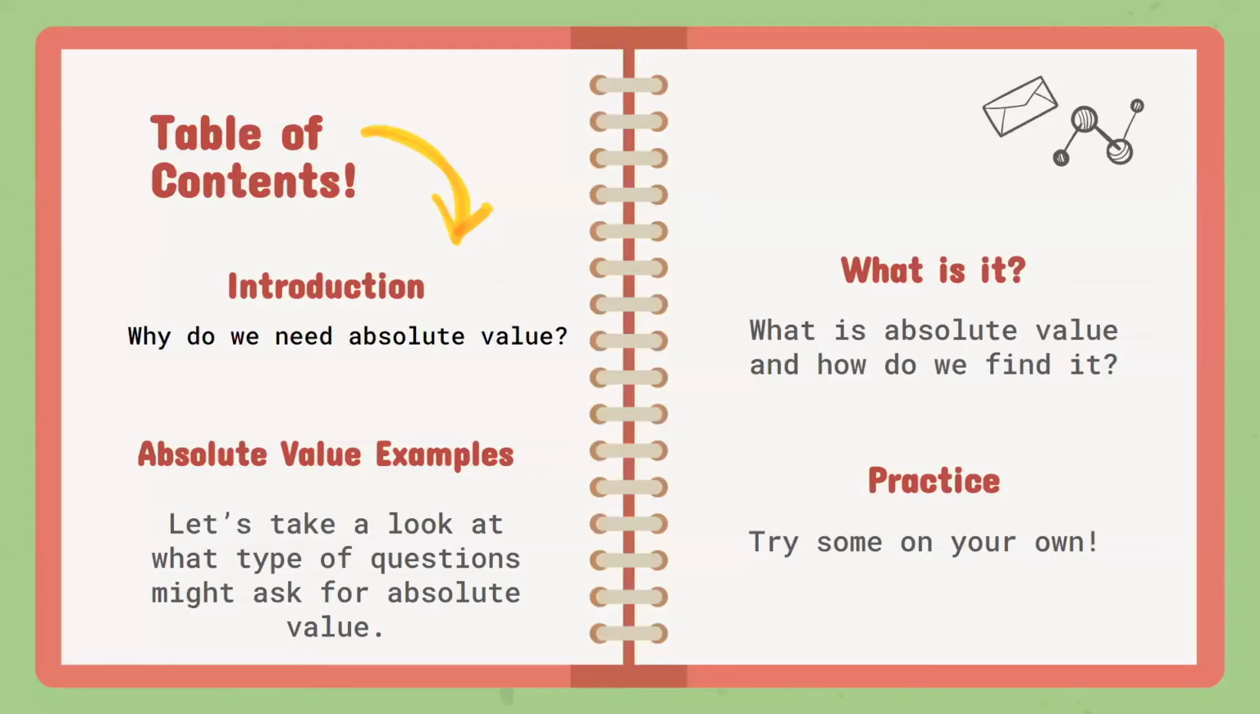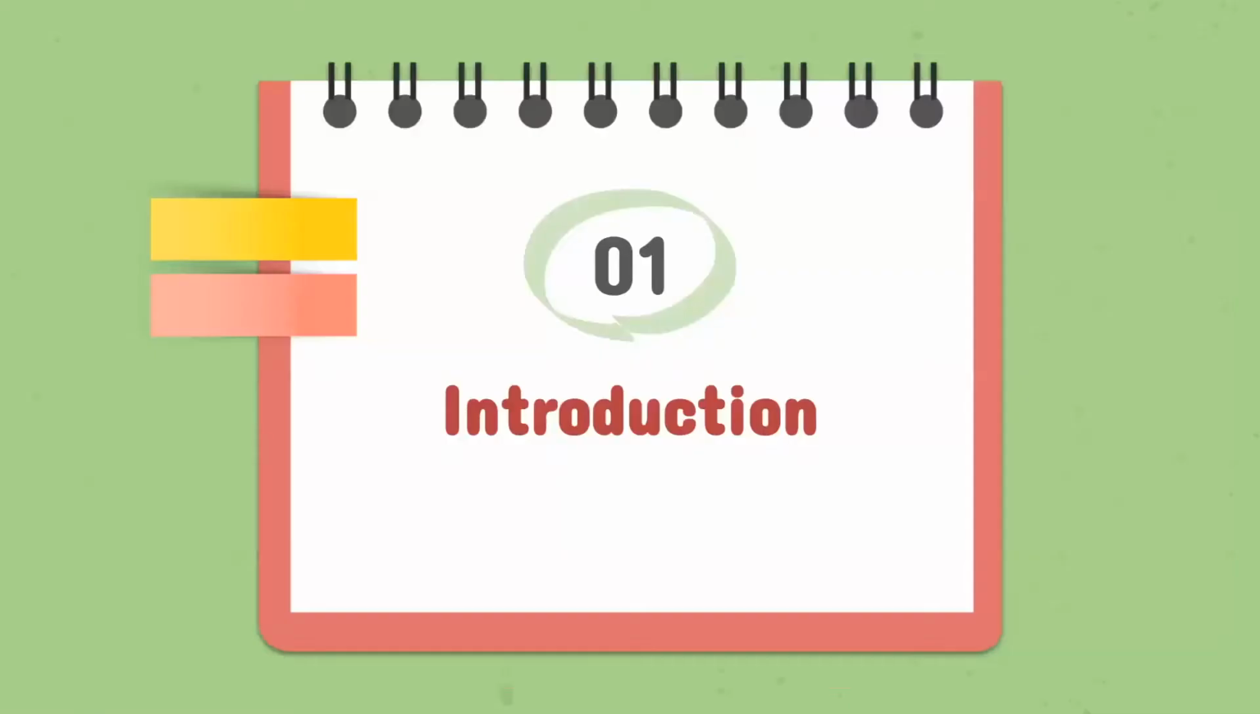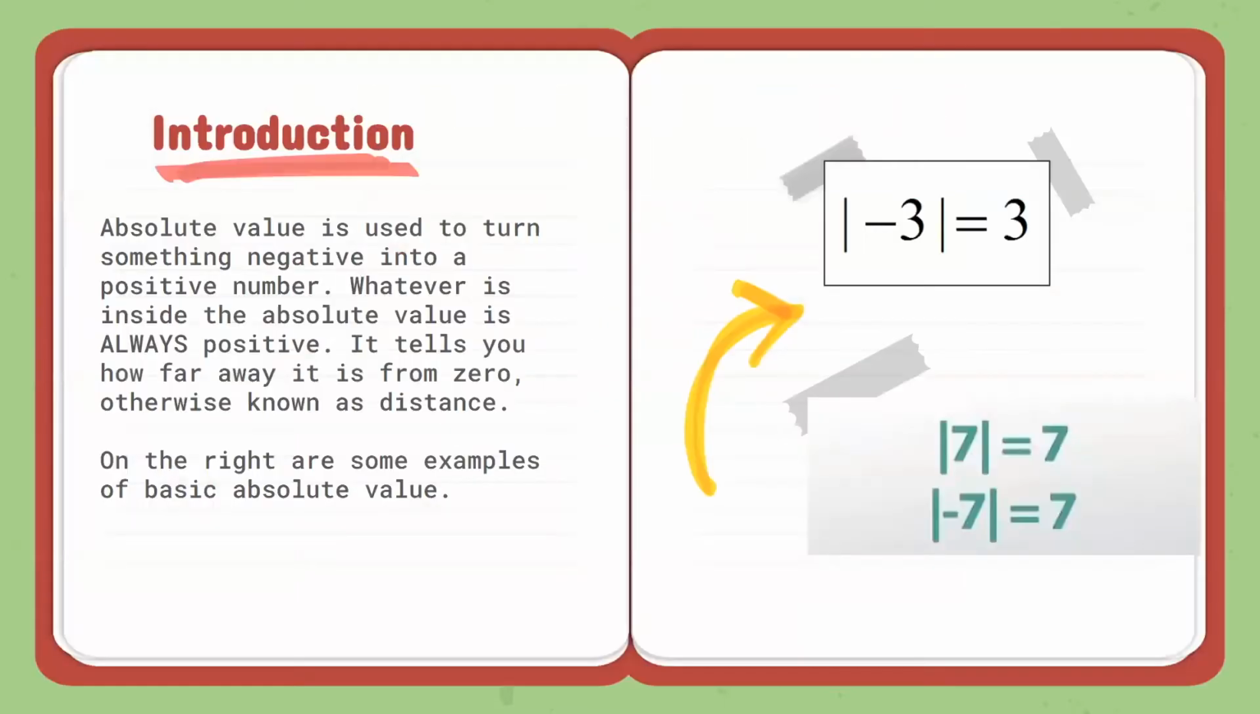Let's look at our table of contents. First, we'll look at the introduction, then what absolute value is, then we'll look at some examples, and lastly, we'll do practice. Number 1, introduction.